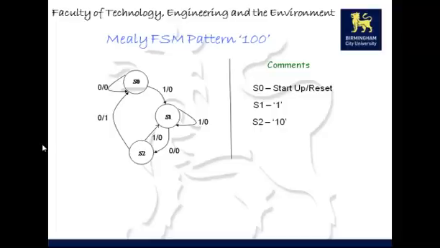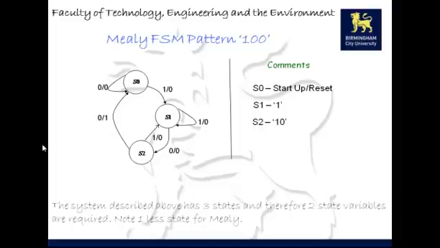Notice a difference here. The output is changing within a state. Within state 2, the output is 1 or 0 depending on the input. That is the difference between the two types of state machines. And in this system here we have 3 states, therefore 2 variables are required again. This is 1 less than the Moore.